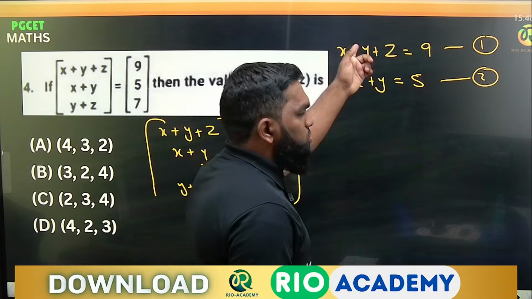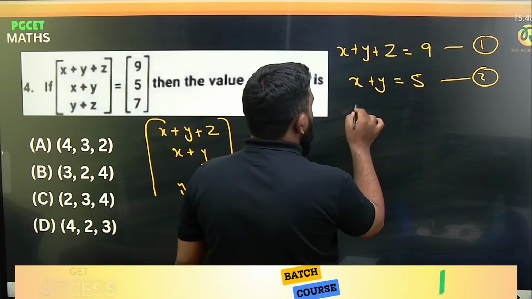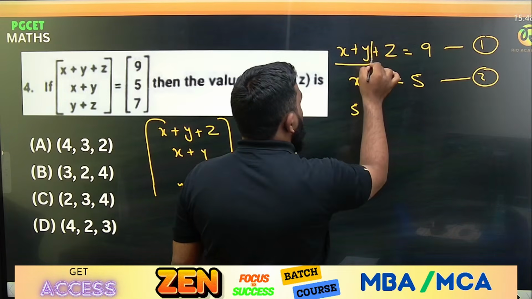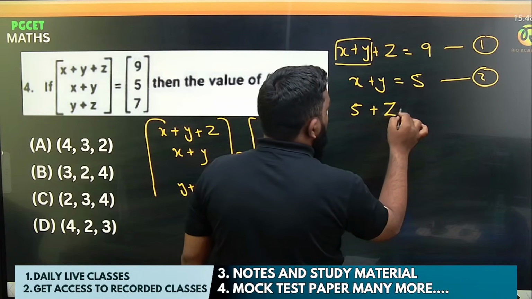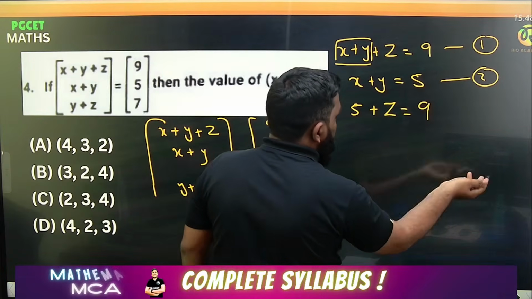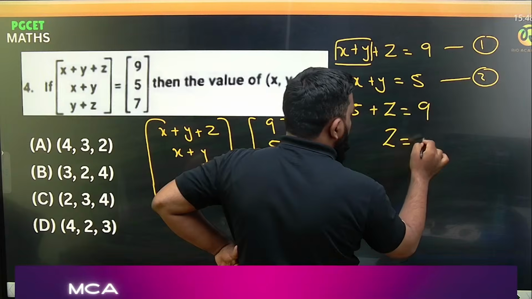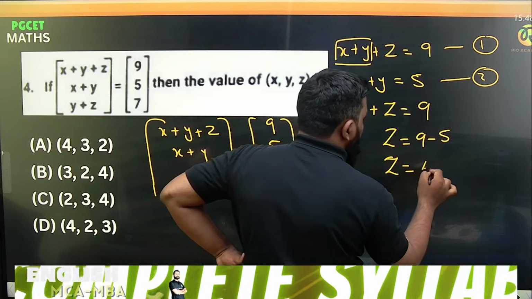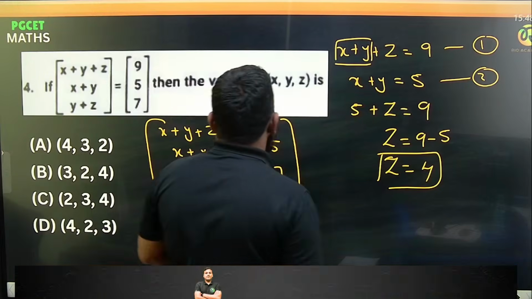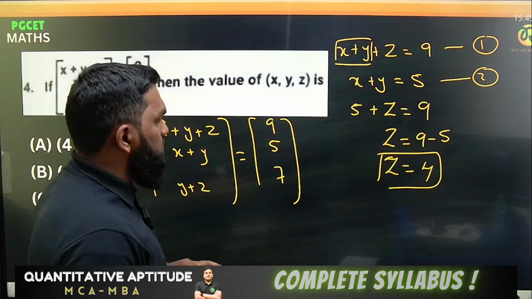Now put equation 2 in equation 1. In the place of x plus y, that becomes 5, so 5 plus z is equal to 9. Now shift 5 to this side: z is equal to 9 minus 5. Now the answer will be z is equal to 4. We got the z value.